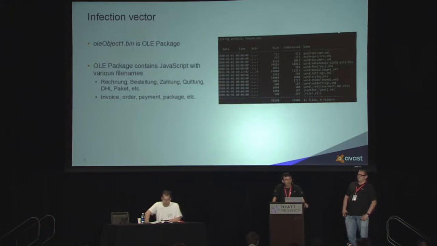We have seen many different campaigns. They are usually targeting German-speaking countries, and the name of the file in this package usually contains some German names like Rechnung, Bestellung, Zahlung, Quittung, Paket. In translation to English, these are invoice, order, payment, receipt, package, and something like that.